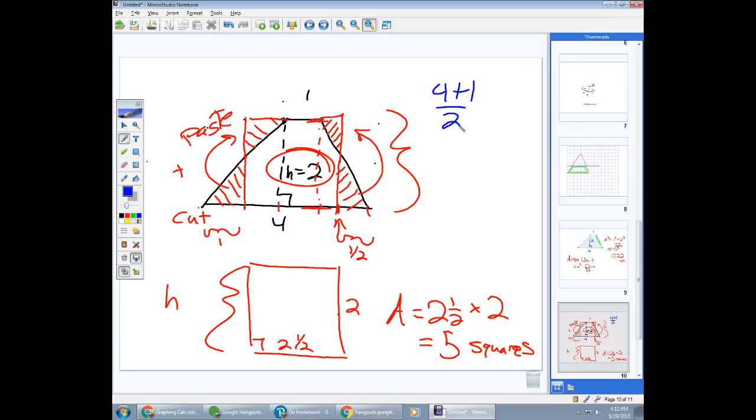Right, over 2. Add them up, divide by 2. Okay, so 4 plus 1 is 5. What's half of 5? 2.5. 2 and a half. Wait a second. Isn't that what I ended up with right there? Yes. Holy cannoli. What you're saying is, you take the perimeter of the 4-sided figure.